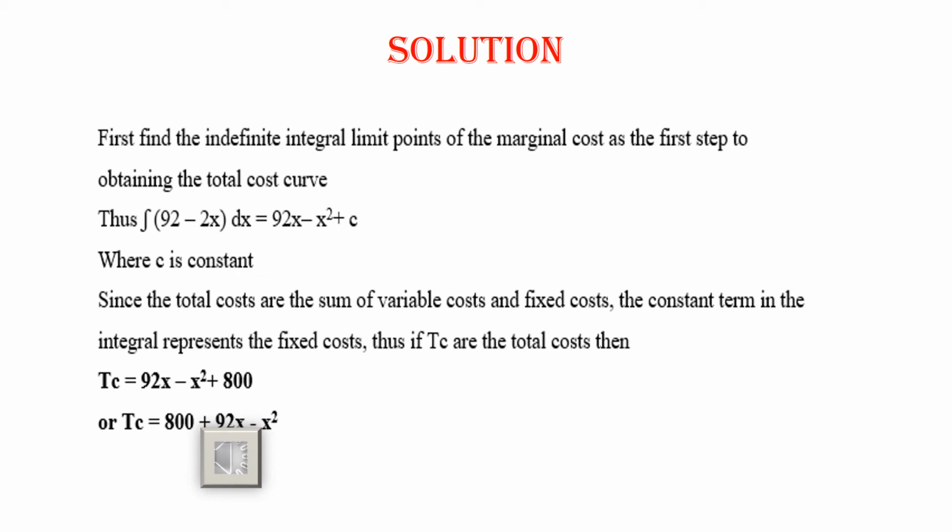And since our functions are given in terms of 1,000 shillings, the constant value will be 800. Therefore, our total cost function will be 92x minus x squared plus 800. We can rearrange the same function and have 800 plus 92x minus x squared.